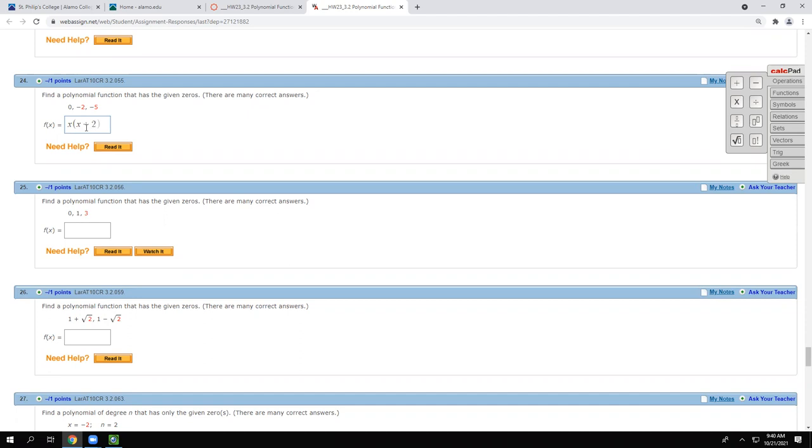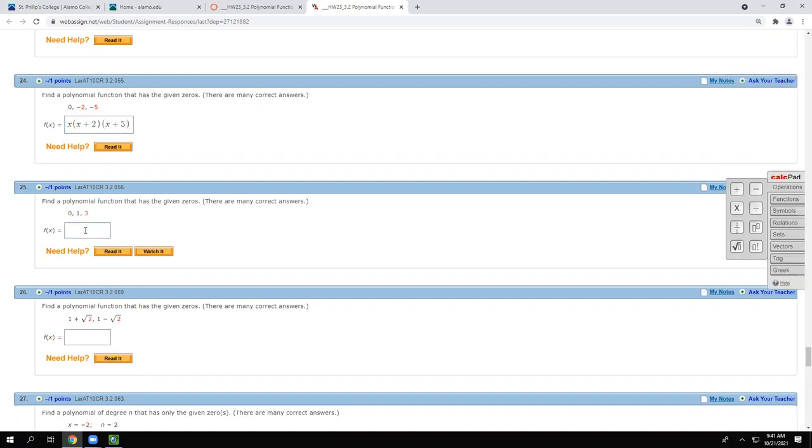I get x plus 2. What happens when I do x minus a negative 5? X plus 5. And it did not say that I had to expand it out, so I'm done. If I hit check and it tells me to expand it out, then I'll expand it out, okay?